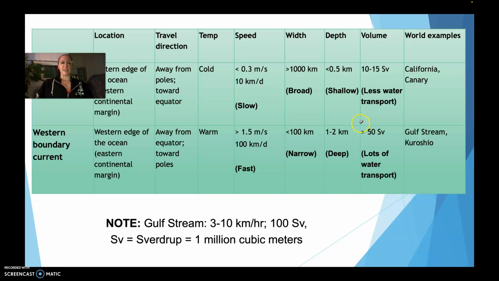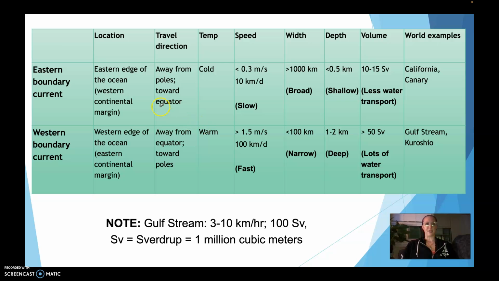So if we were to put all these ideas together into a lovely table, well, guess what? I love tables, and here's all this information. For each boundary current, I have this divvied up into location, travel direction, temperature, speed, width, depth, volume, and world examples. This will be something that you see on your final exam, and it will be worth quite a bit of points. As you can tell, there's a lot of information here, but the idea is to not have the actual hard values. It's more of this idea of, is it slow, is it fast, is it broad, is it narrow, is it shallow, is it deep, etc. So that's the idea here.